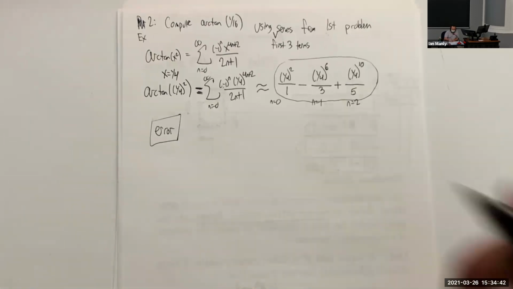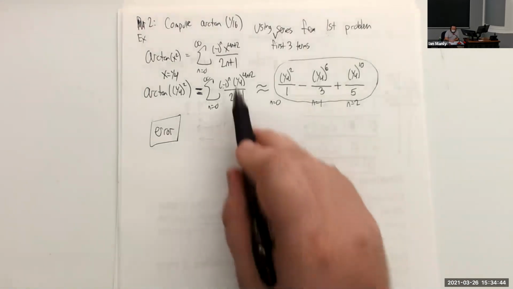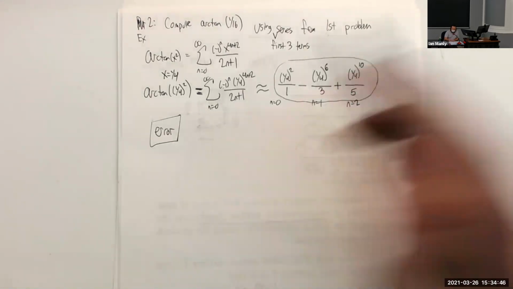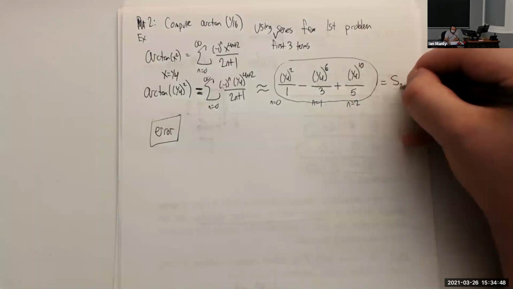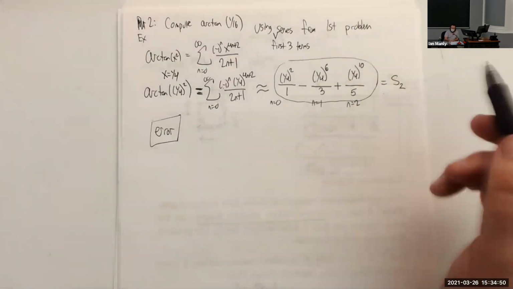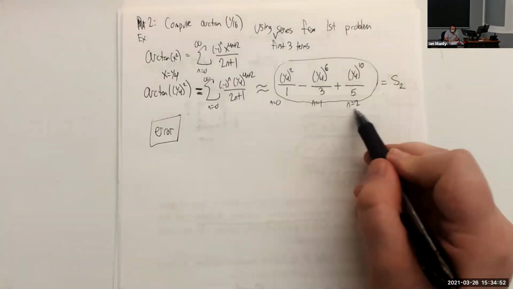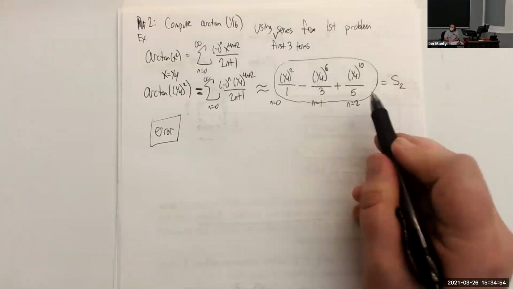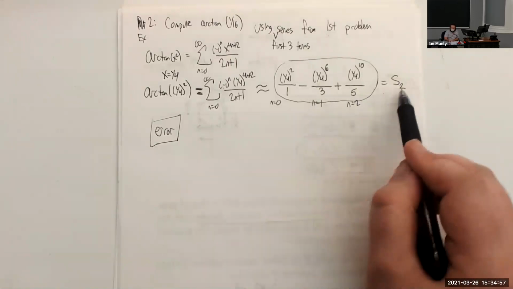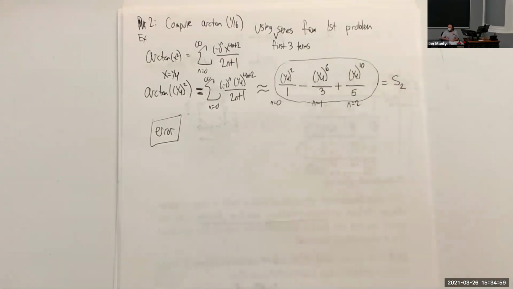All right, so let's see here. Now, this is, again, an alternating series, right? And I used S2 to approximate this. Now, remember, this is S2. It goes up to n equals 2. It doesn't mean it has 2 terms. So we go up to 2, but there are 3 terms total.